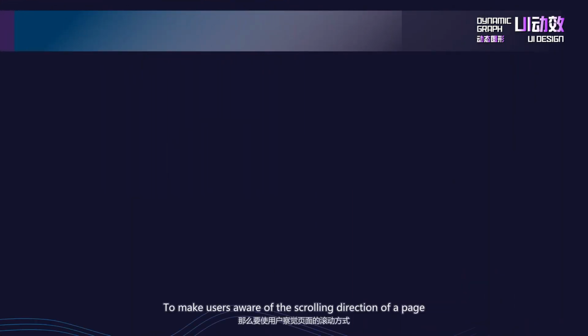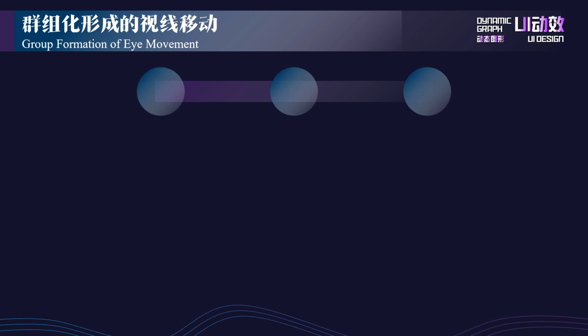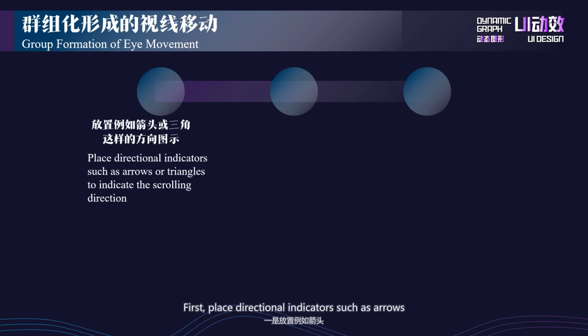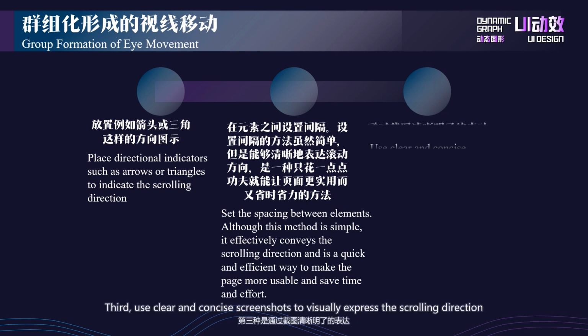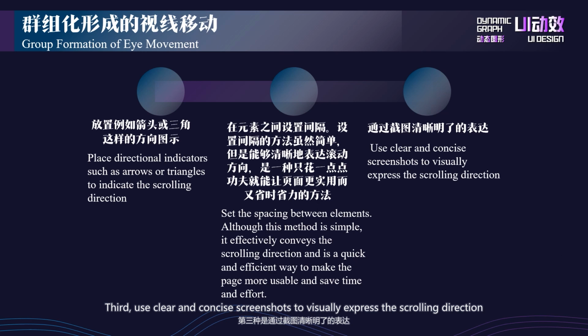To make users aware of the scrolling direction of a page, there are generally three approaches. First, place directional indicators such as arrows or triangles to indicate the scrolling direction. Second, set the spacing between elements. Although this method is simple, it effectively conveys the scrolling direction and is a quick and efficient way to make the page more usable and save time and effort. Third, use clear and concise screenshots to visually express the scrolling direction.